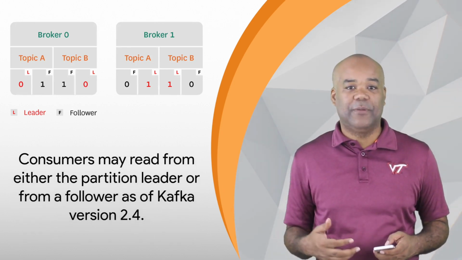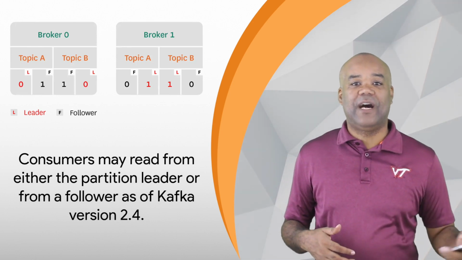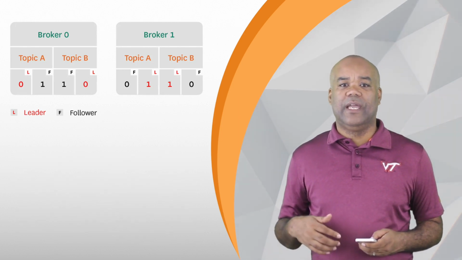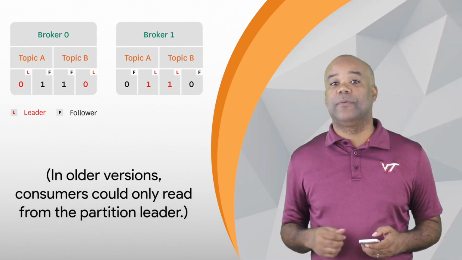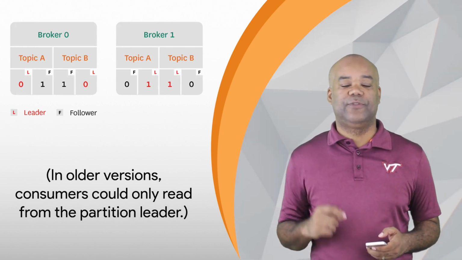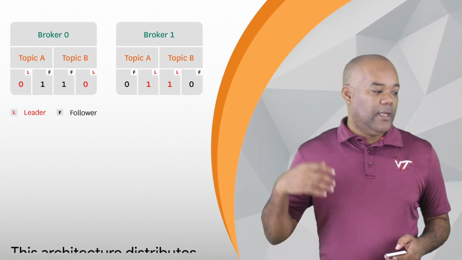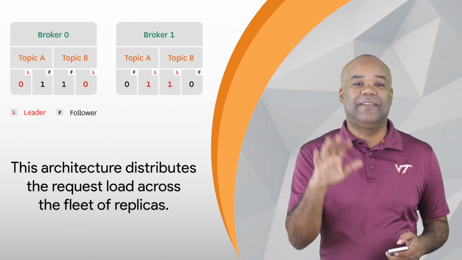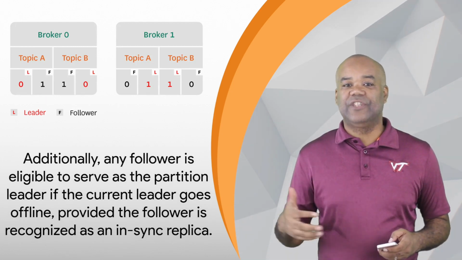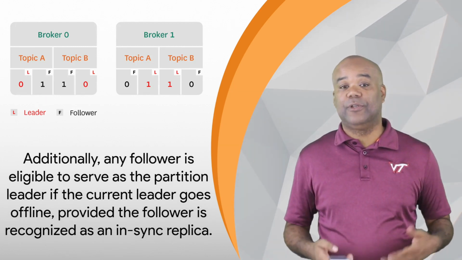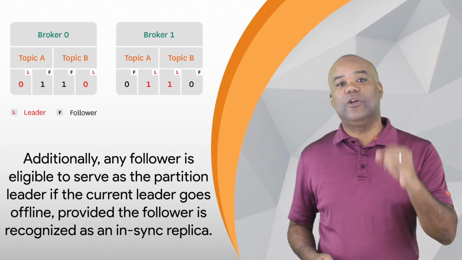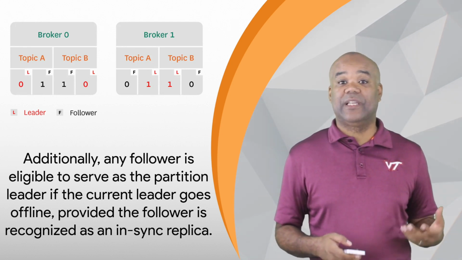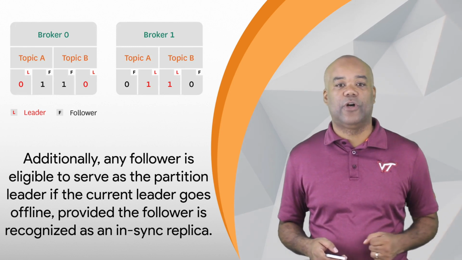And consumers may read from either the partition leader or from a follower. This is as of Kafka version 2.4. In older versions, the consumers would only read from the partition leader. That's no longer true as of 2.4. Now, this architecture distributes the request load across a fleet of replicas. In addition to that, any follower is eligible to serve as the partition leader if and only if the current leader goes offline. And this is provided this follower is recognized as an in-sync replica, an ISR.